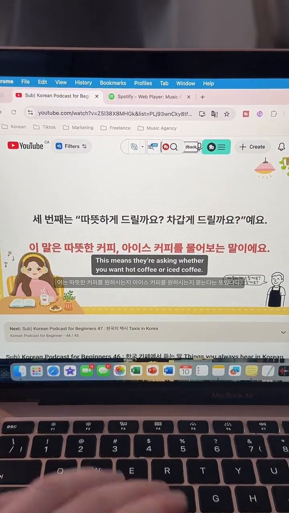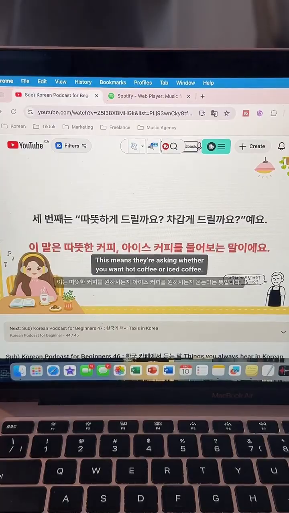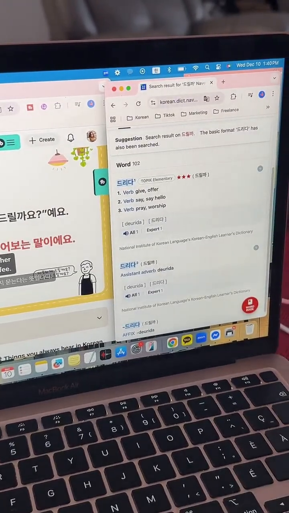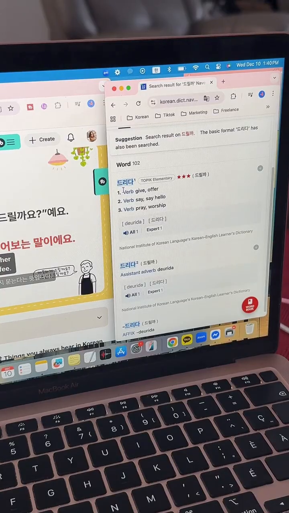Let me just see. 드리다. Yes, 드리다. This is a more formal way of saying to give or to offer. So "should I give it hot" would be the way to do that. You will see this verb a lot of times in formal situations. Especially when you are at restaurants, cafes, or stores, they will always be saying that verb.